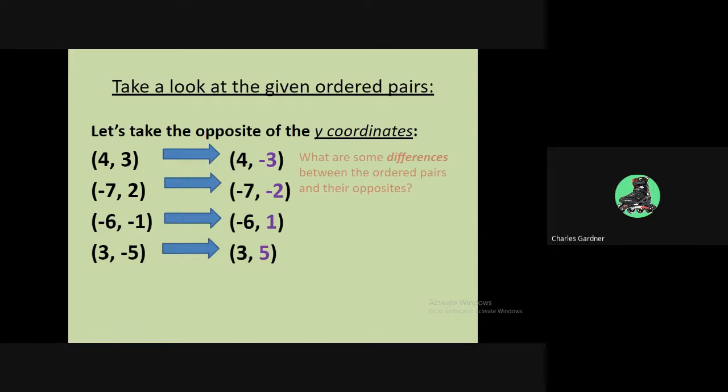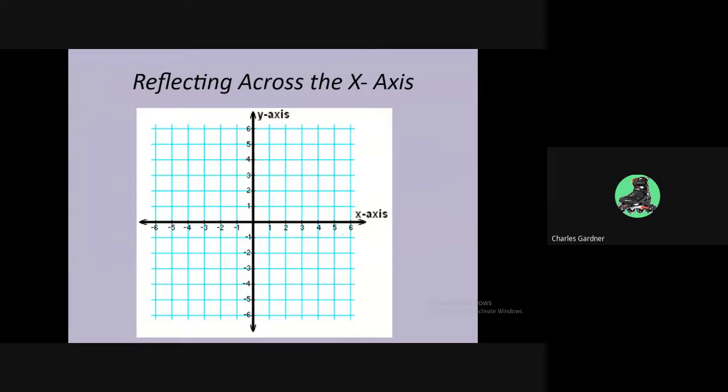So just like before, the difference is which coordinate. The y-coordinate changes. That's our difference. And then what stays the same? The x-coordinate. Good. So this time we're reflecting it across the x-axis. We're going from either the top, reflecting it to the bottom, or we're taking it from the bottom and reflecting it up to the top.